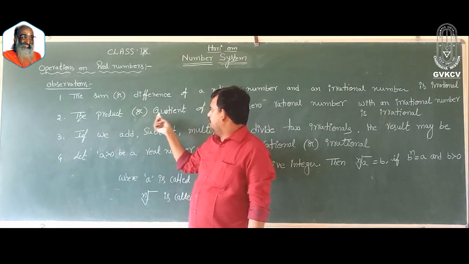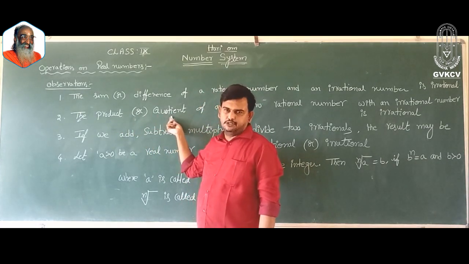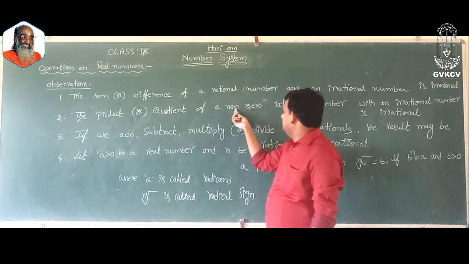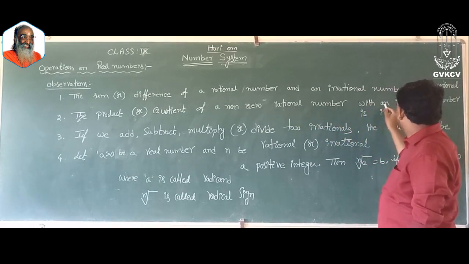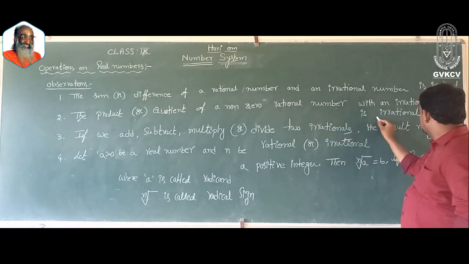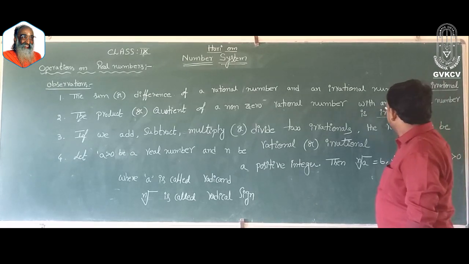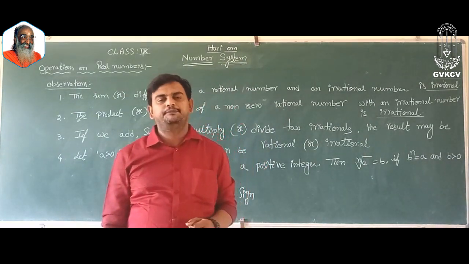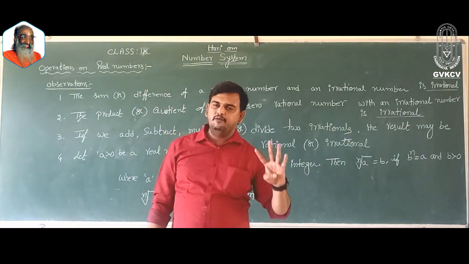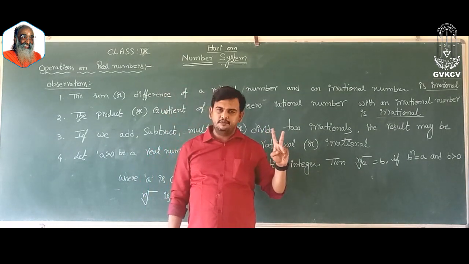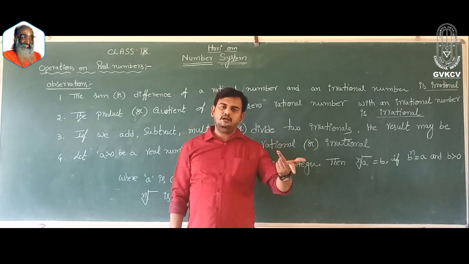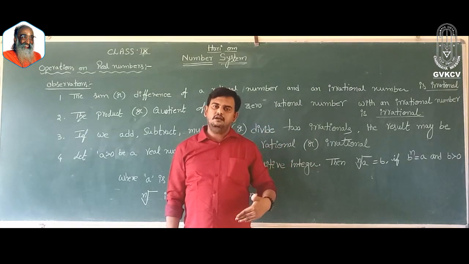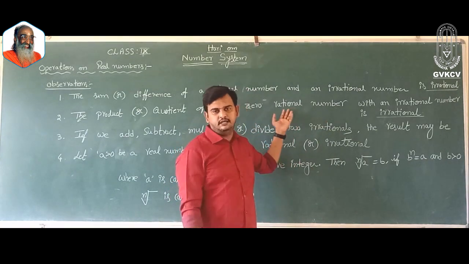Next, the product or quotient. Quotient means division. When we perform a product operation or division operation between a non-zero rational number and an irrational number, the result is also an irrational number. These 2 points we can get from example number 12. In example number 12, we have performed 4 operations, means addition, subtraction, multiplication, division between the rational and an irrational number. In that case, we got all our answers as irrational numbers. That we are saying here.